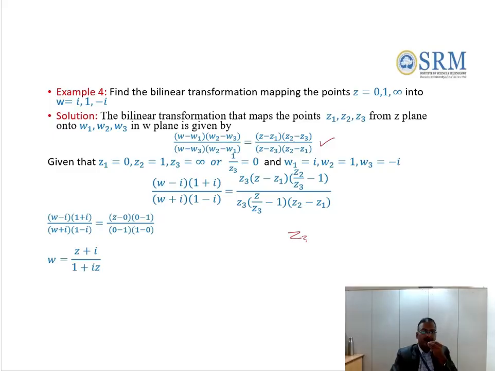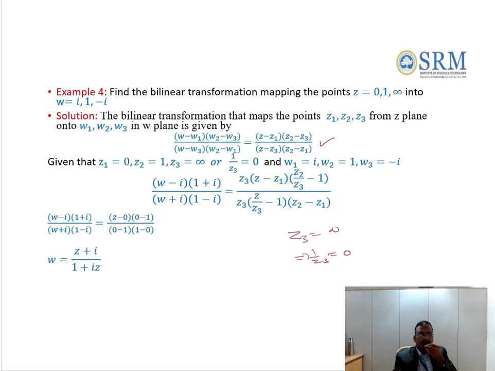z3 equal to infinity, which implies 1 by z3 equal to 0. So we cannot deal with the infinity. Therefore, if you have infinity in any place, then we have to redefine. Instead of that variable, you just put 1 by that variable. That gives 0. So (w minus w1)(w2 minus w3) divided by (w minus w3)(w2 minus w1). But z3 is infinity, therefore you take it common. So what does it give?